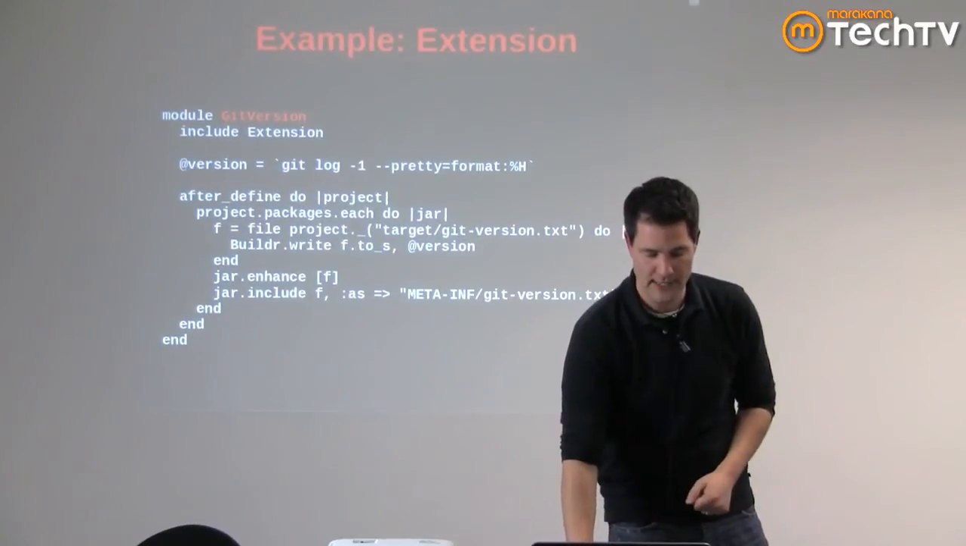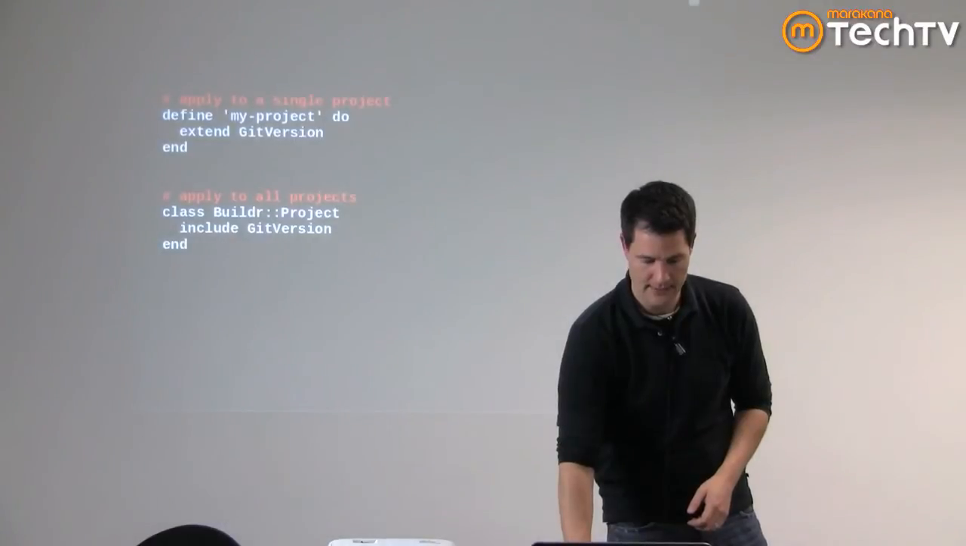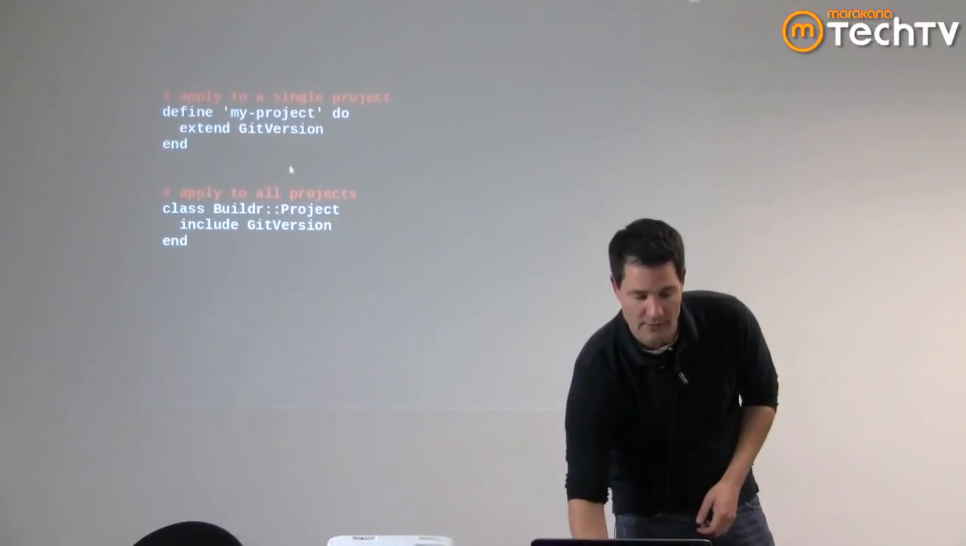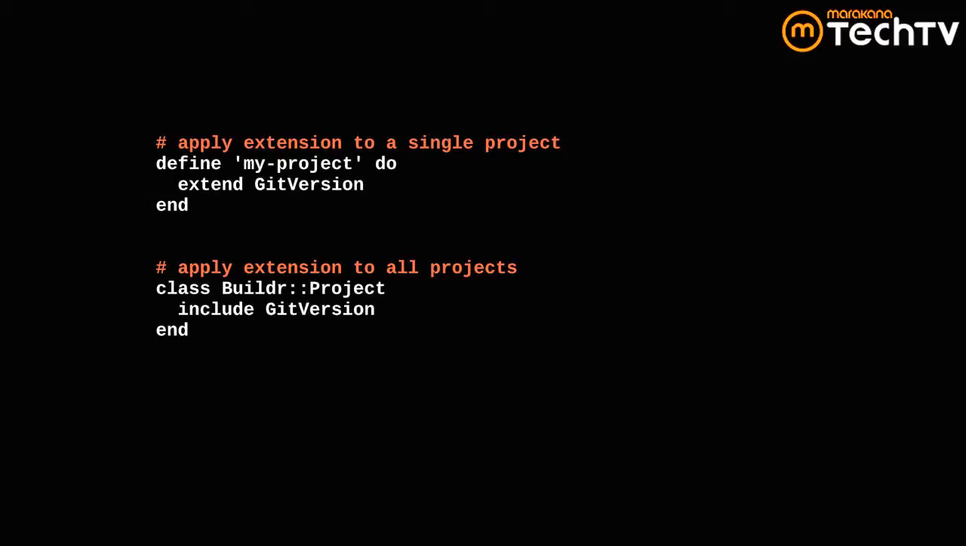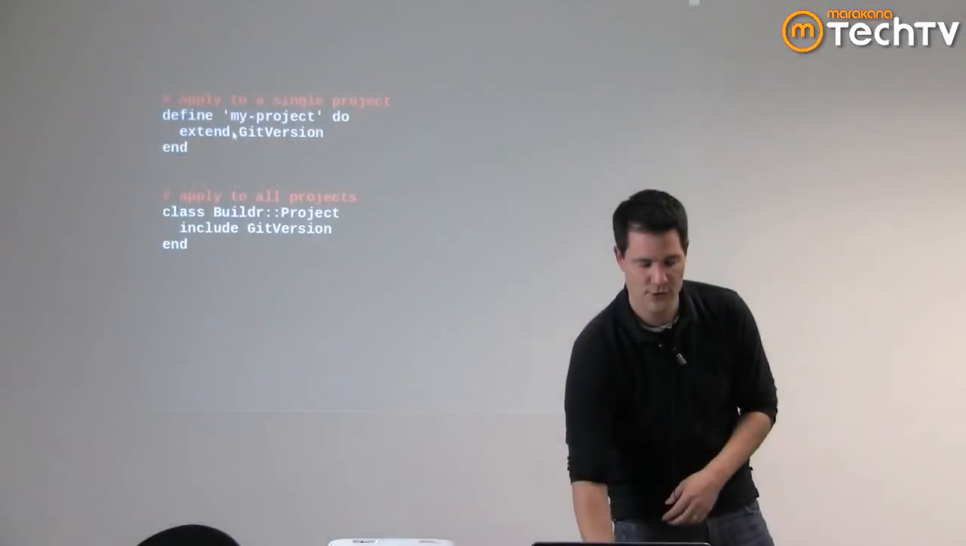We've already covered the Git version extension, and I showed you how you can apply it to a specific project. You can just extend the project with Git version. This is just regular Ruby. In Ruby, you can extend any class instance, and these are regular Ruby keywords and features.